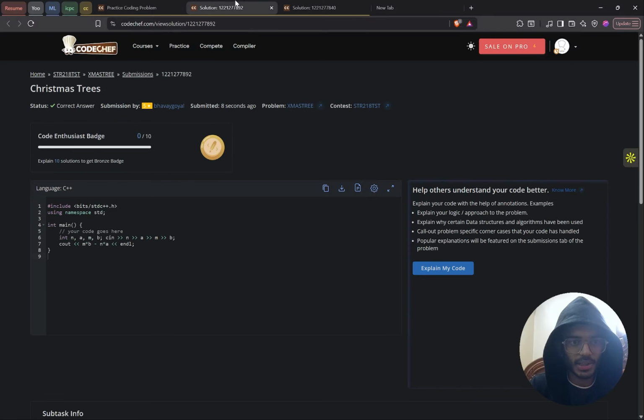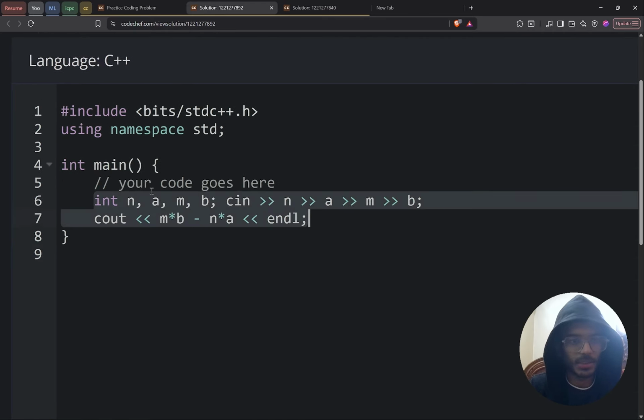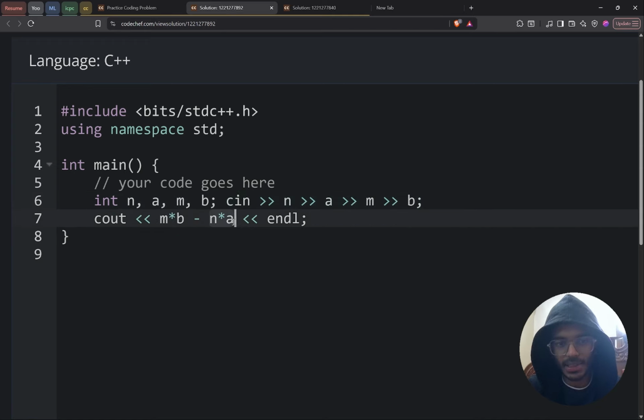Now let's see the solution in C++. So this is the solution in C++. We'll begin by defining the integers n, a, m, and b. We'll take in their inputs using cin, and then we'll print m into b minus n into a using the cout command. And that's pretty much the whole solution in C++.